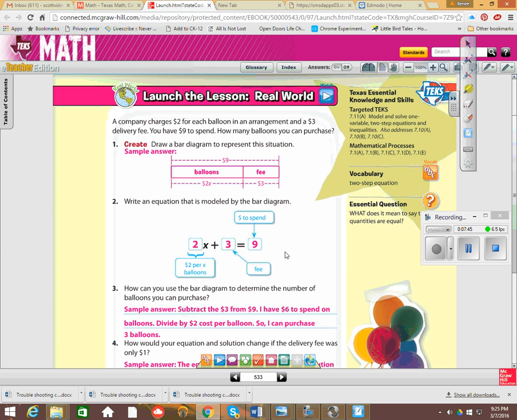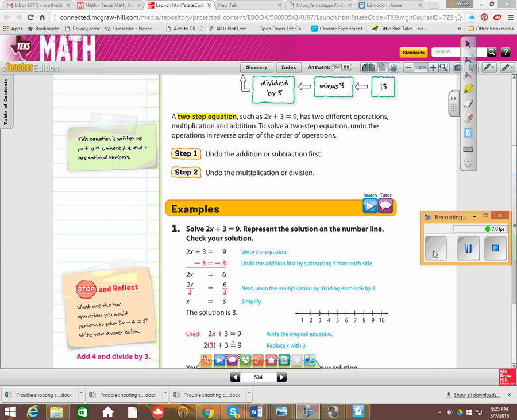And in the sample answer, we subtract 3 from the $9. I have $6 to spend on the balloons and divide by $2 cost per balloon, so I can purchase 3 balloons. Okay? Let's look at example 1. You can see it's already been worked out, but let's review it.